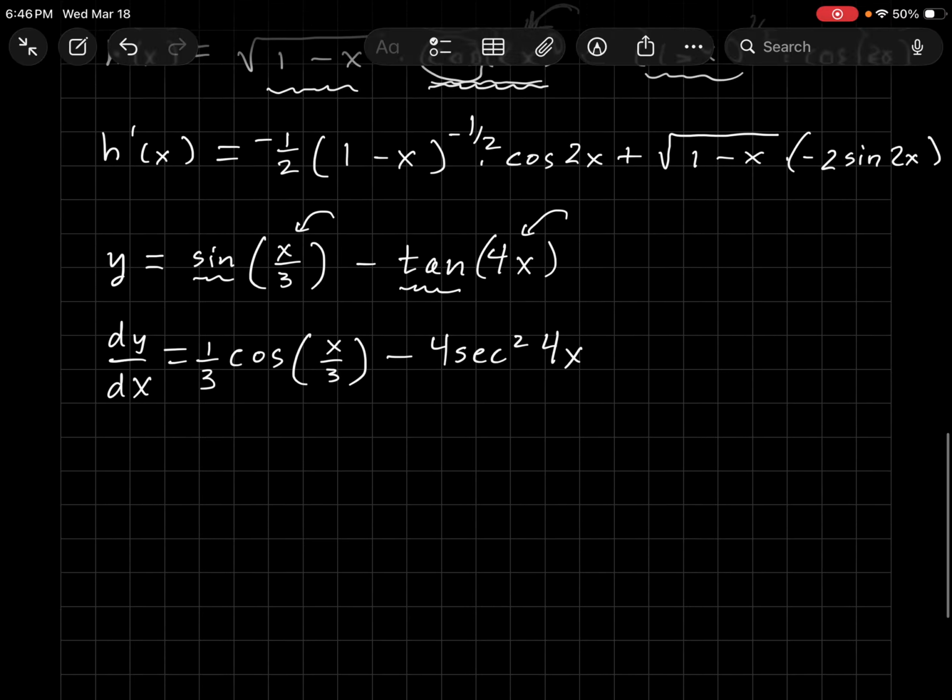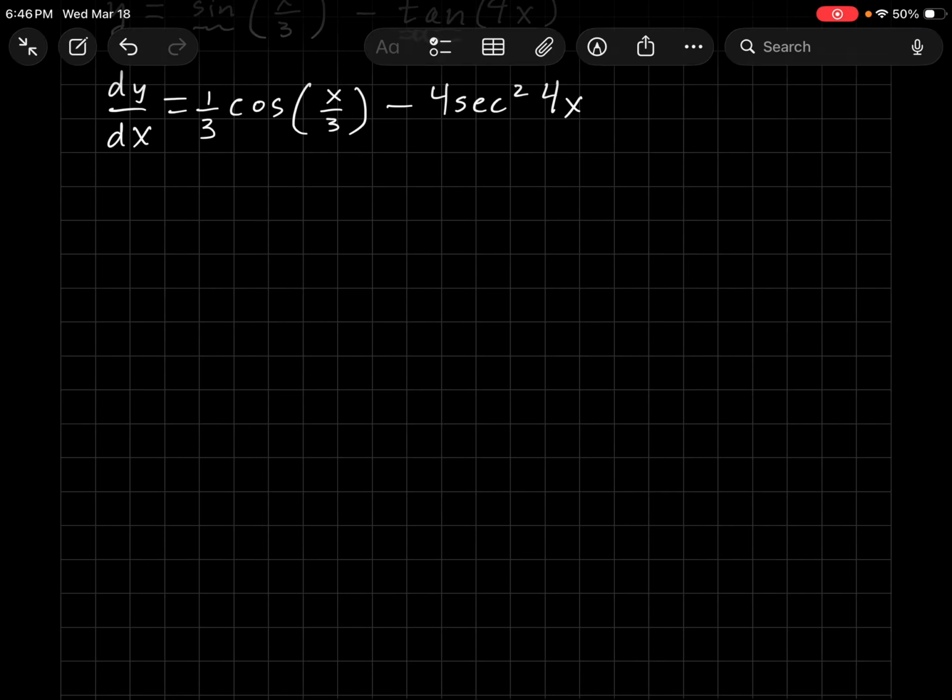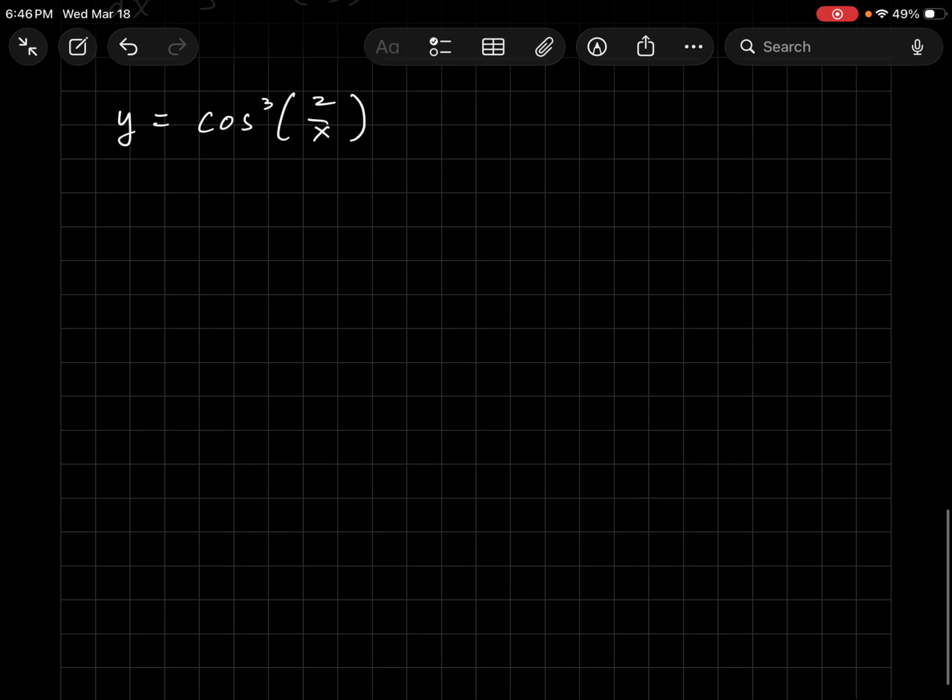All right, let's look at another complicated problem. What if we have y equals cosine cubed of 2 over x? All right, I have a bunch of stuff going on, so very often when I'm doing problems that look complicated, I will rewrite them in a way that I hope will help me. So I have cosine of something all cubed, and of what? Well, 2 over x, which is 2x to the negative 1.